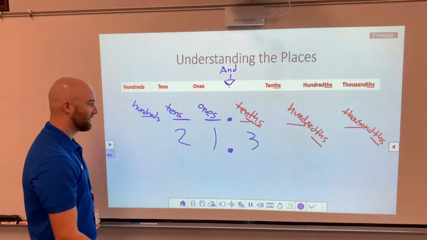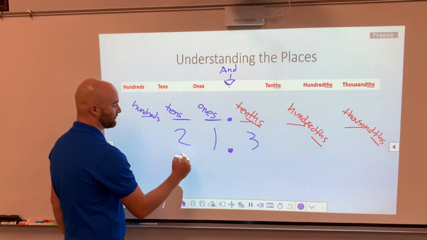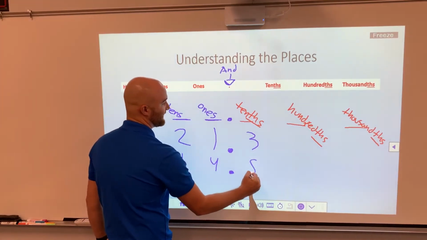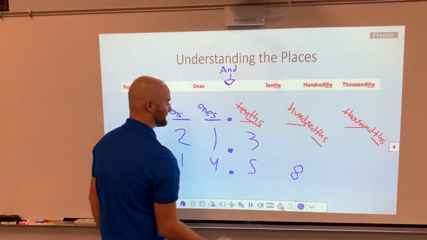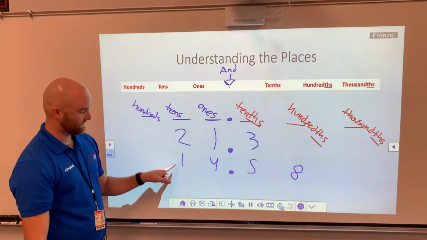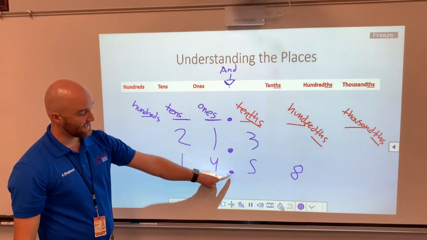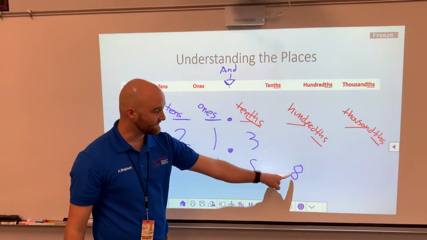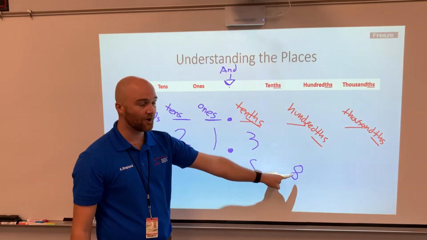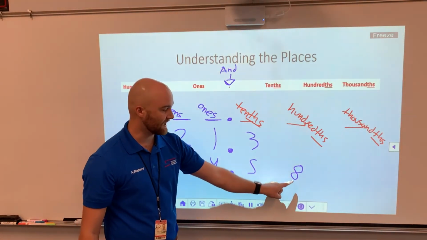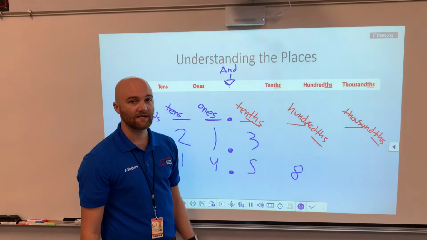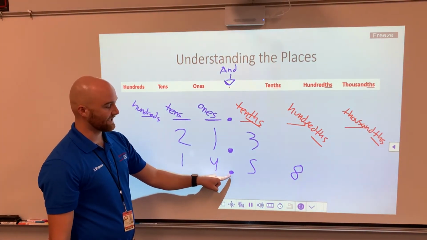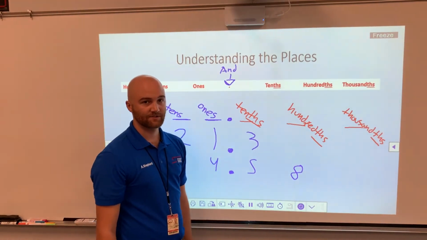Let's try another one. What if I said I've got 14 decimal 58. Here I've got 14, and then over here I see 58. But this isn't 58 tenths. I go out to the farthest one to the right. This is 58, and I look up 58 hundredths. So this is the number 14 and 58 hundredths.